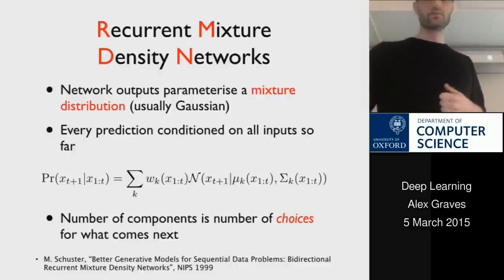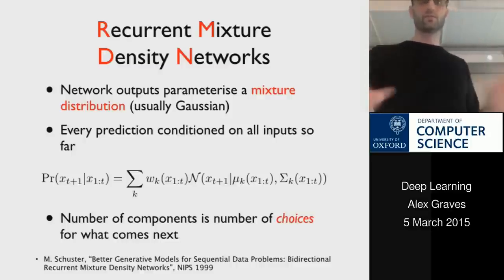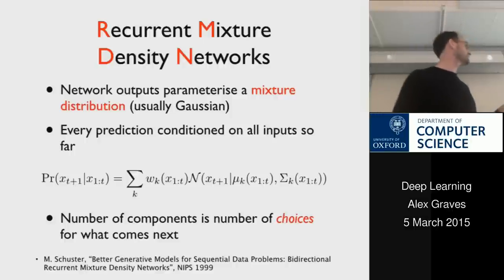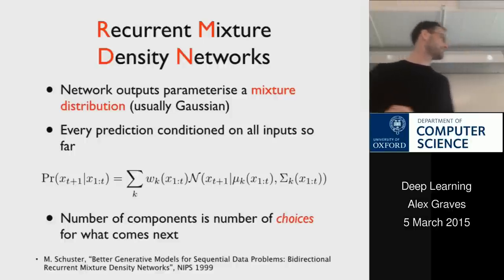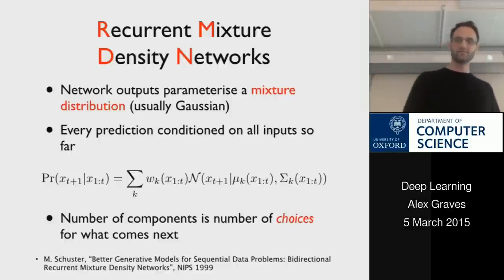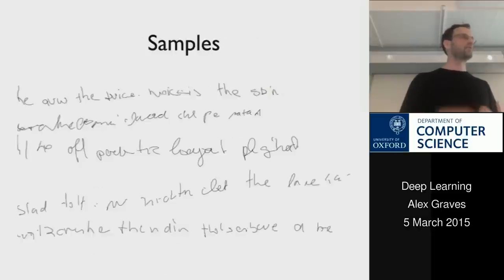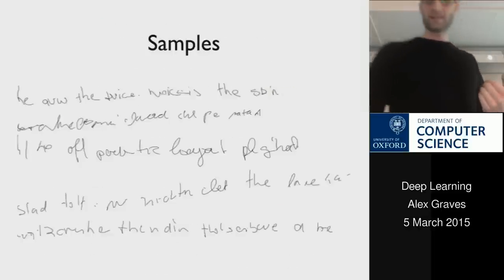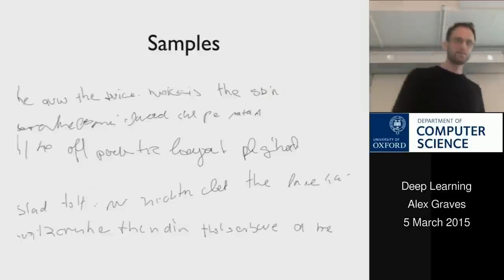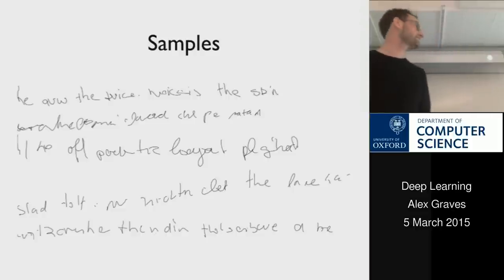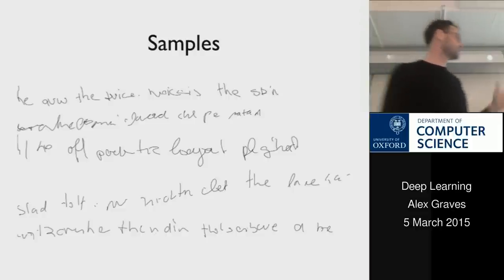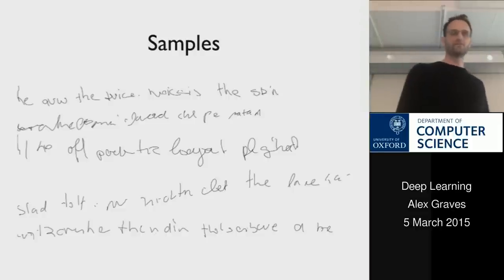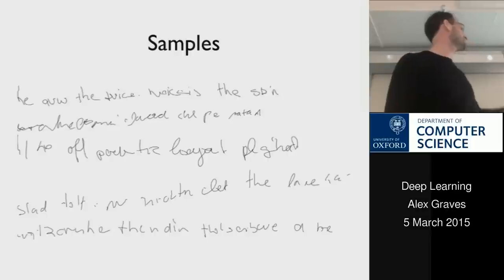So basically, that was how I defined this network. This kind of mixture density model was first considered by Mike Schuster in 1999, and I basically just took this thing and fed the handwriting data into it one step at a time and asked it to predict the next step, and I was very pleasantly surprised that it generated stuff like this. So this is once it was trained and I ran it forwards to generate.